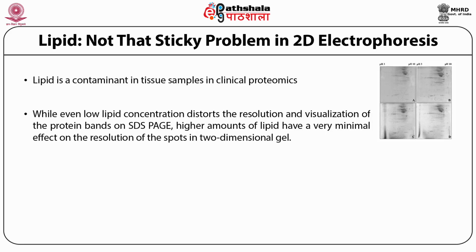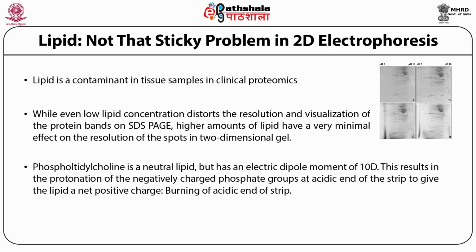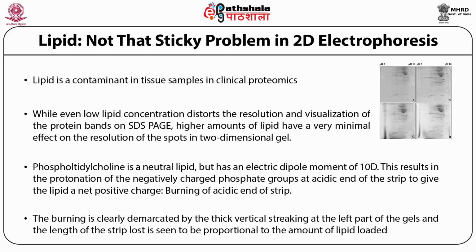The most abundant lipid is phosphatidylcholine, which is a neutral lipid. It has an electric dipole moment of 10 D, and this results in protonation of negatively charged phosphate groups at the acidic end of the strip to give the lipid a net positive charge, which results in burning of the acidic end of the strip. The burning is clearly demarcated by a thick vertical streaking on the left part of the gel, and the length of the strip lost is seen to be proportional to the amount of lipid loaded.